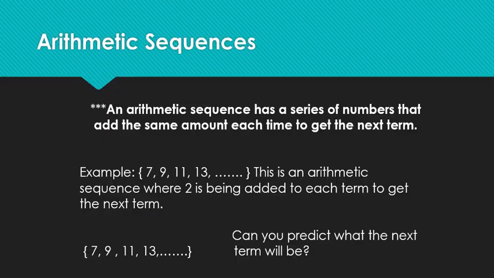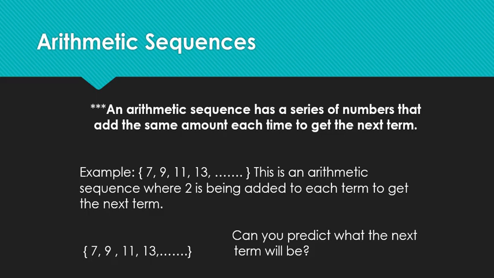Okay, an arithmetic sequence has a series of numbers that add the same amount each time to get the next term. Example: 7, 9, 11, 13. This is an arithmetic sequence where 2 is being added to each term to get the next term. Can you guess what the next term will be?